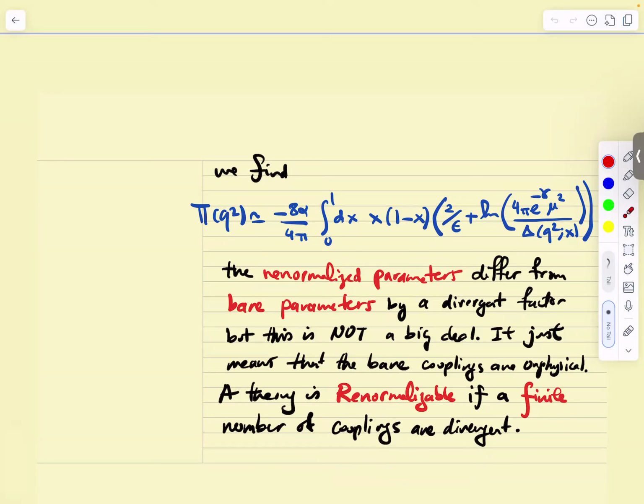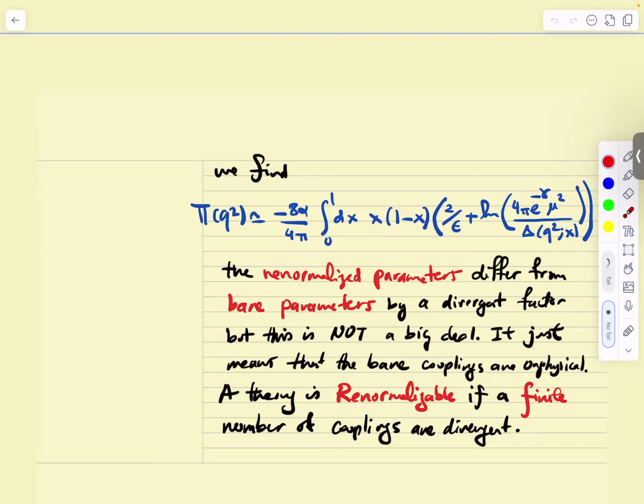There's something called the MS bar scheme. I mostly will cover it in the next course. Minus 8 alpha over 4 pi, integral of g of x from 0 to 1, x times 1 minus x. Then there is the 2 over epsilon, log of 4 pi times e to the minus gamma, mu squared over delta.